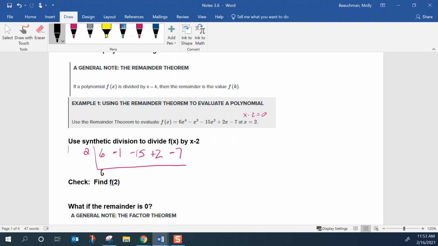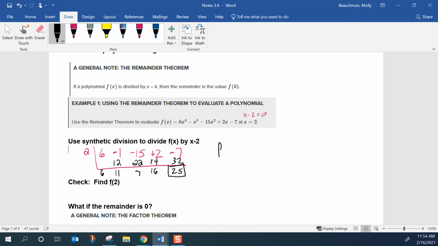Carry down the 6. 6 times 2 is 12. Negative 1 plus 12 is 11. 11 times 2 is 22. Negative 15 plus 22 is 7. 7 times 2 is 14. 14 plus 2 is 16. 16 times 2 is 32. 32 minus 7 is 25. So what the remainder theorem means is if you divide this function by x minus 2, the remainder is 25.